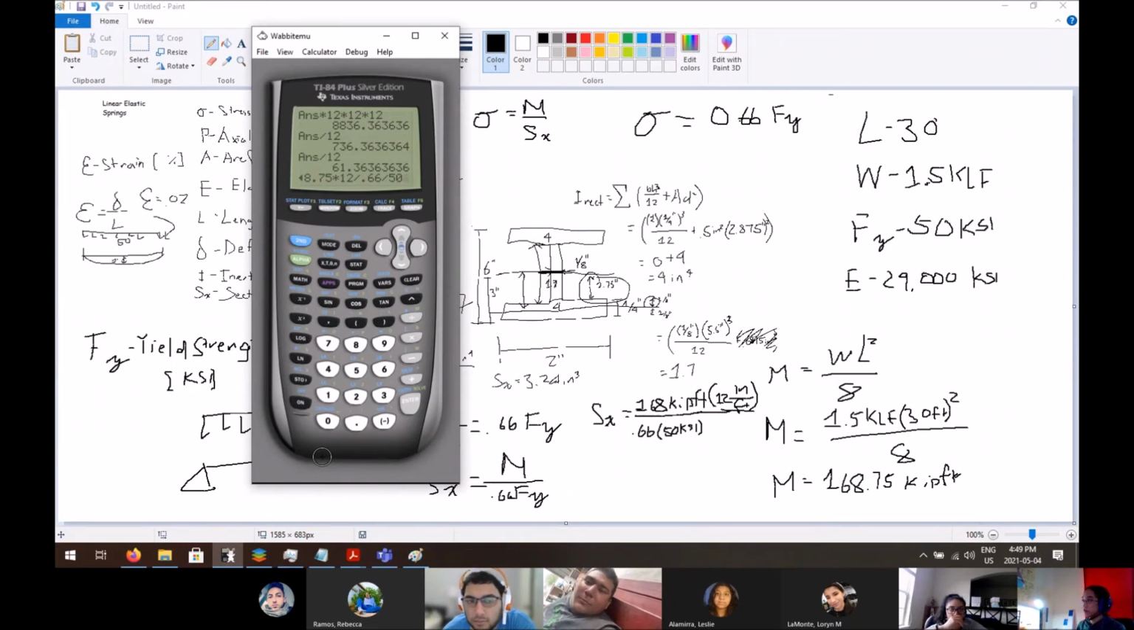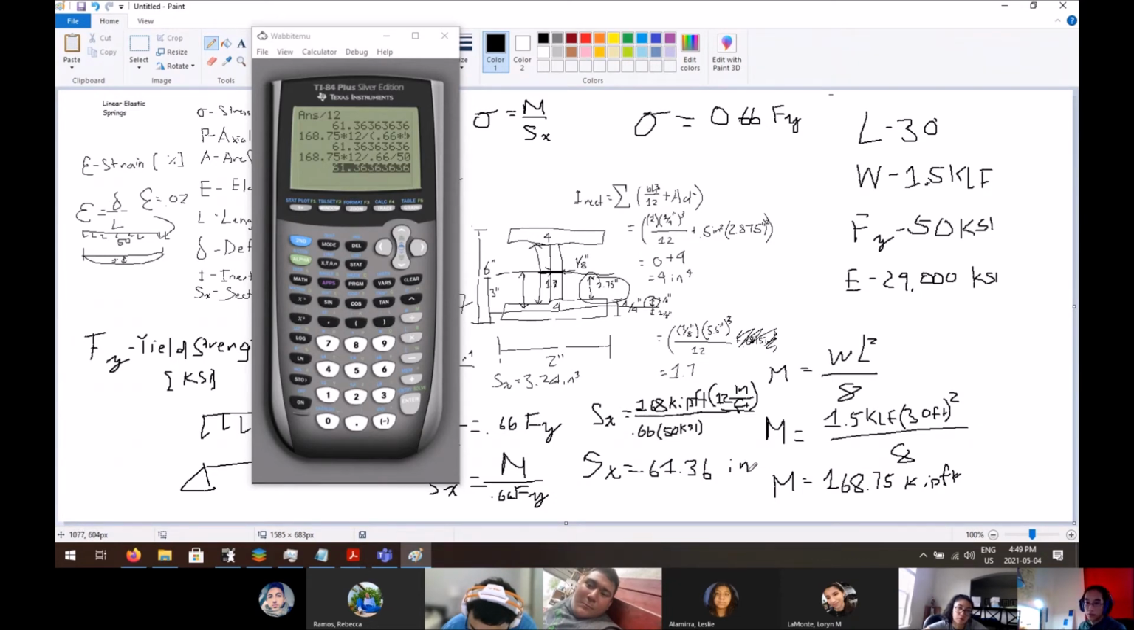Why is it divided? Isn't it 0.66 times? Well, yeah, I just didn't put it in parentheses. See here how I put these in parentheses. If I don't put them in parentheses, I would have to divide in order to get the same value. So the section modulus is equal to 61.36 inches cubed.